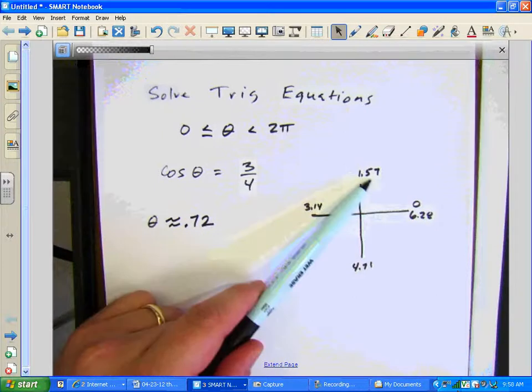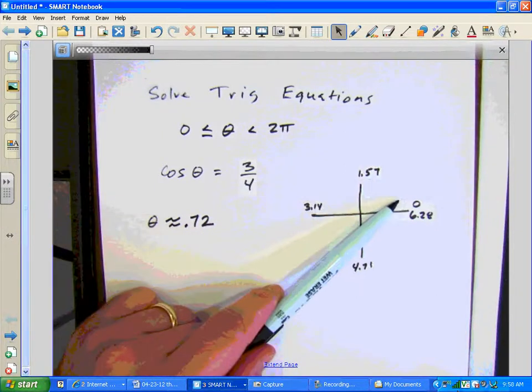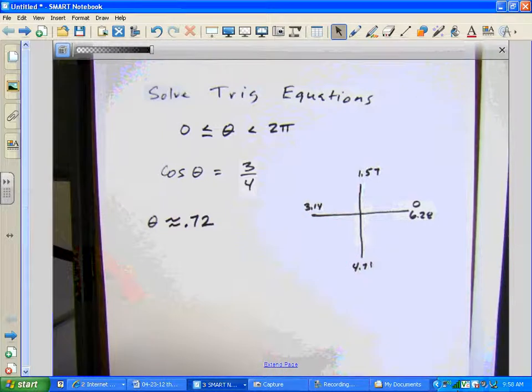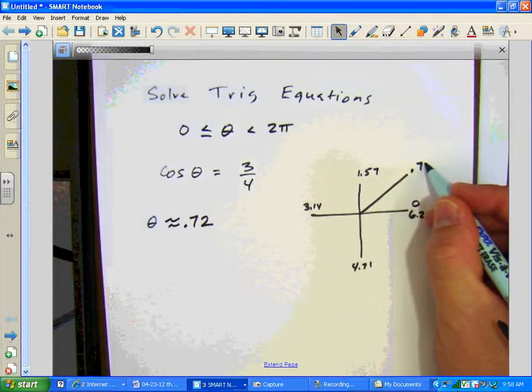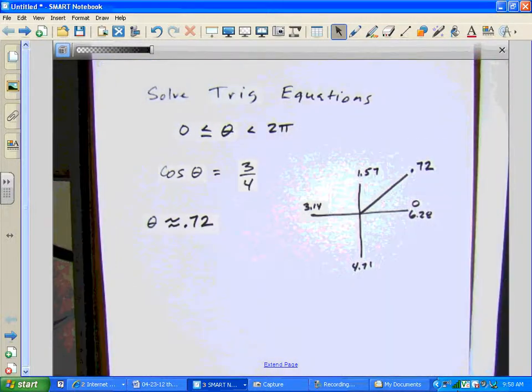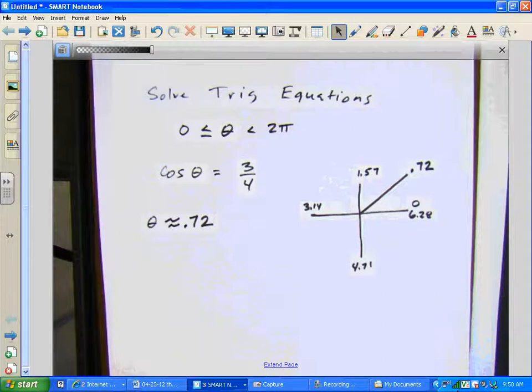So in the first quadrant then, right? It's about halfway in between, pretty close. We don't have to draw it exact, so we're going to draw that answer out. This angle here is 0.72. And this is kind of hard to get past, because normally when we do angles, we think in terms of degrees, don't we? We really don't think of angles in radians, so it's kind of hard to visualize.